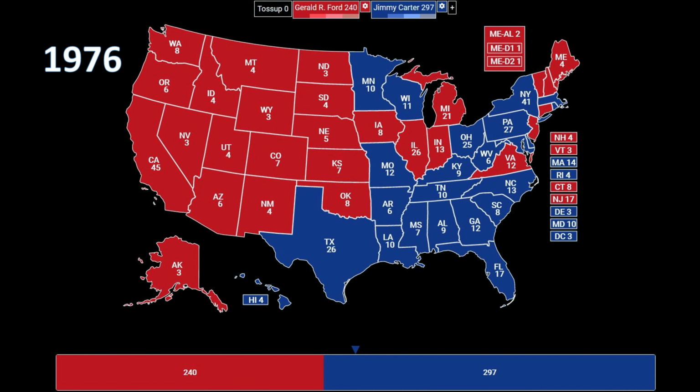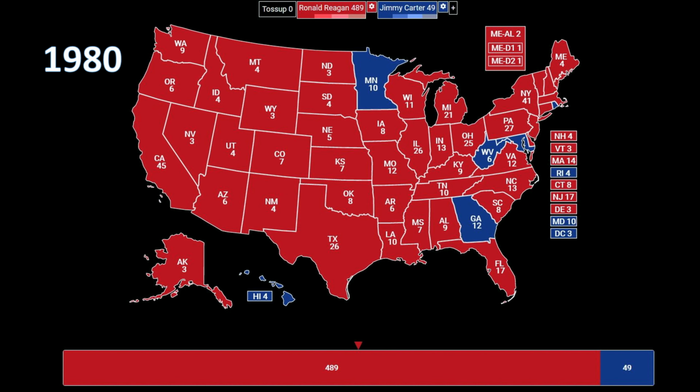What's also interesting about this election is the division we see in the New England region. We see states like Rhode Island, Massachusetts, and Maryland vote Democrat, as well as New York. And we see states like New Hampshire, Vermont, Maine, and Connecticut, as well as New Jersey, vote Republican.